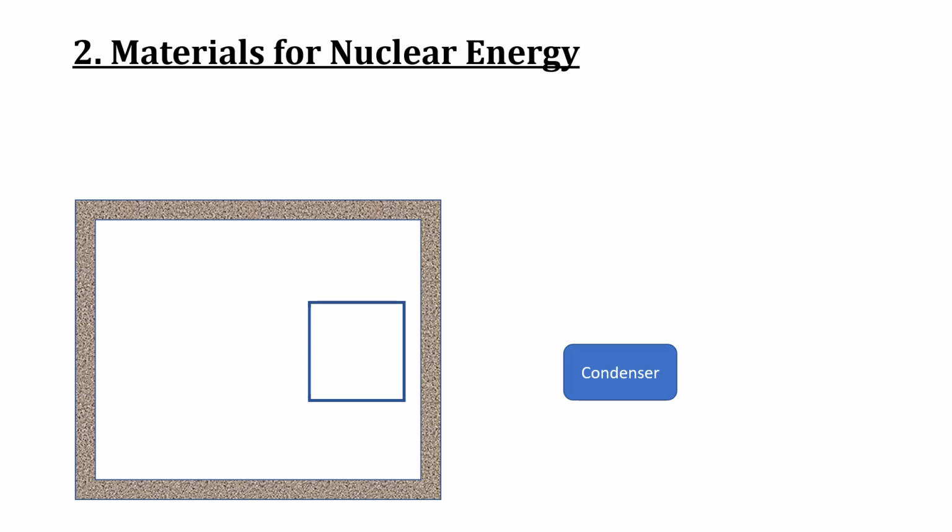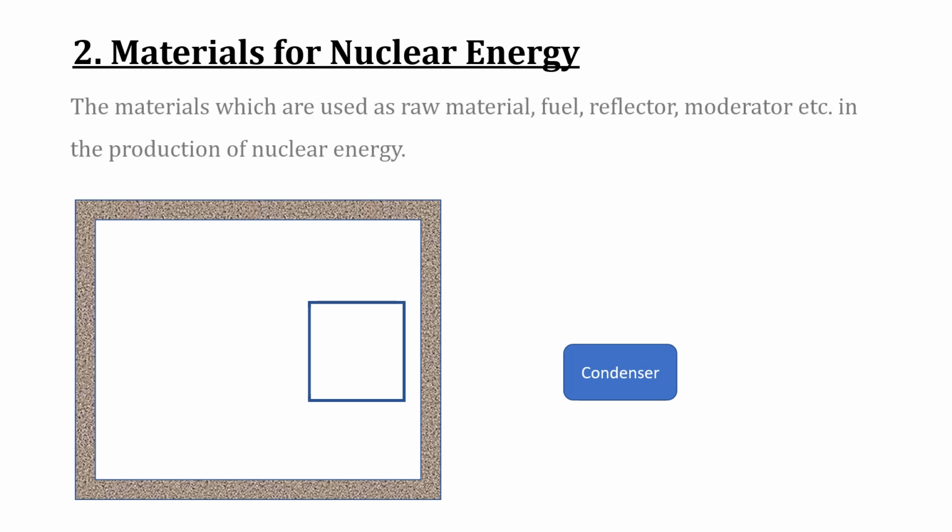Next is materials for nuclear energy. The materials which are used as raw material, fuel, reflector, moderator, etc. in the production of nuclear energy are termed as materials for nuclear energy.